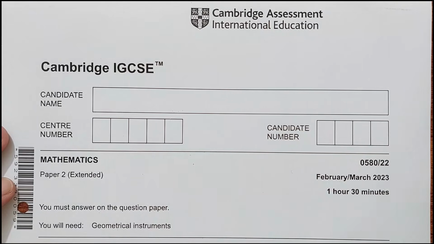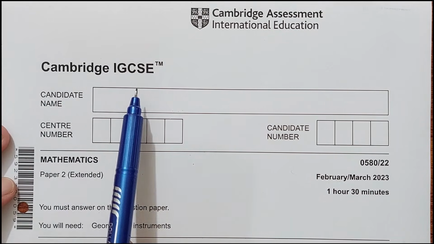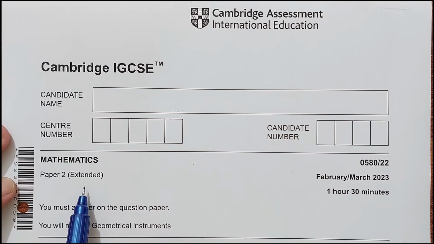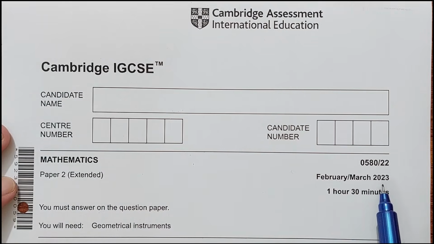Hi everyone, in this video I'm going to solve Cambridge IGCSE Mathematics Paper 2 Extended, session February-March 2023, Paper 2-2. So let's start with the first question.